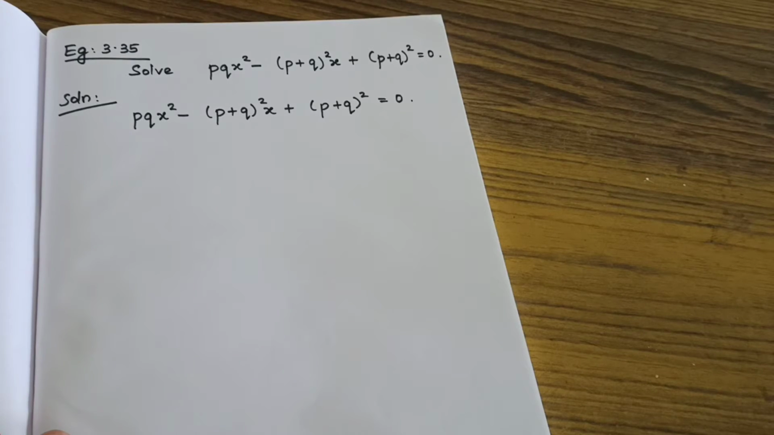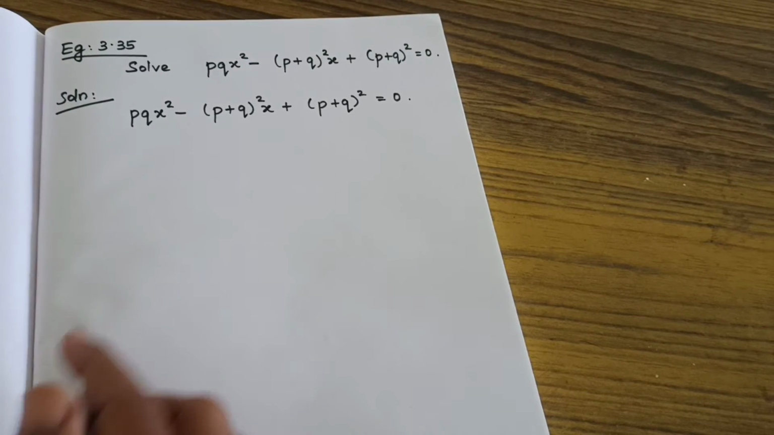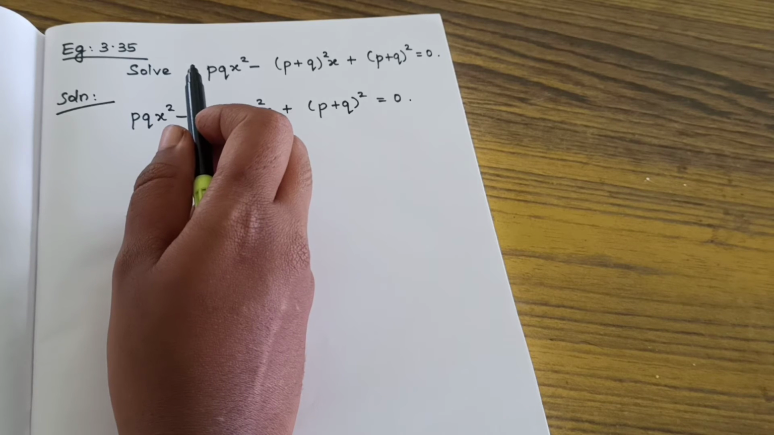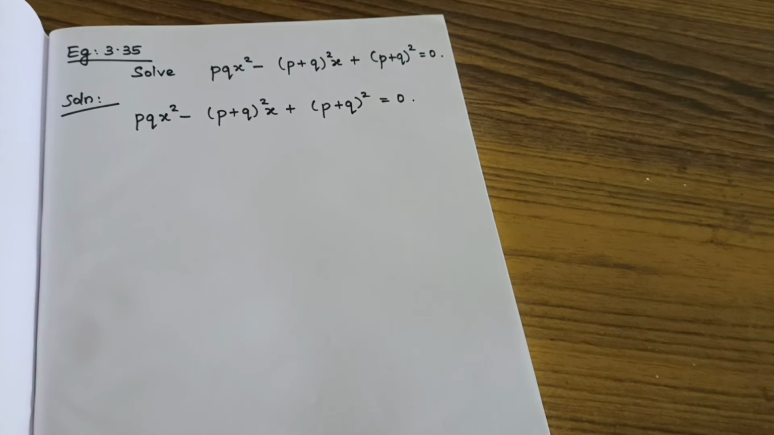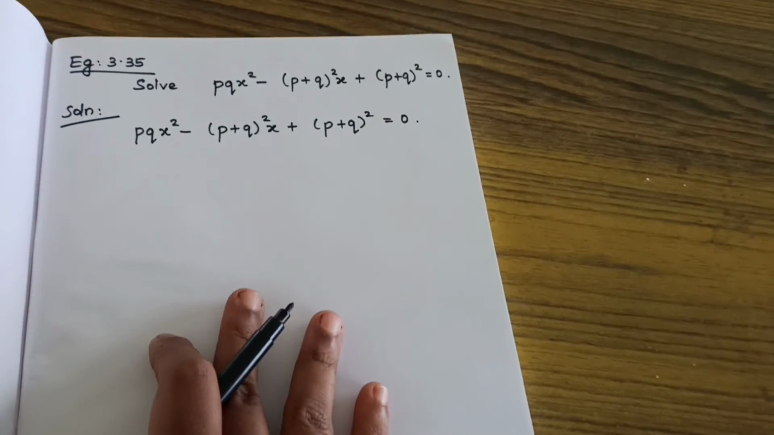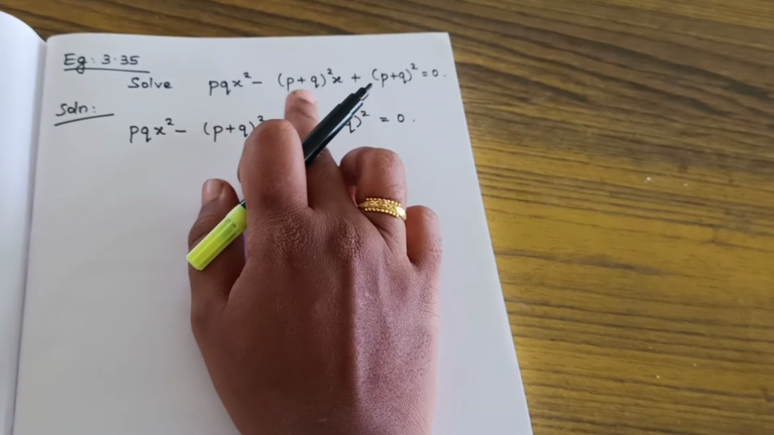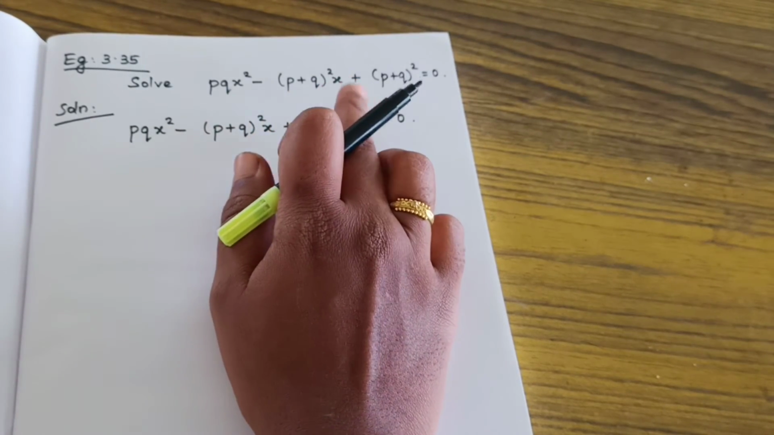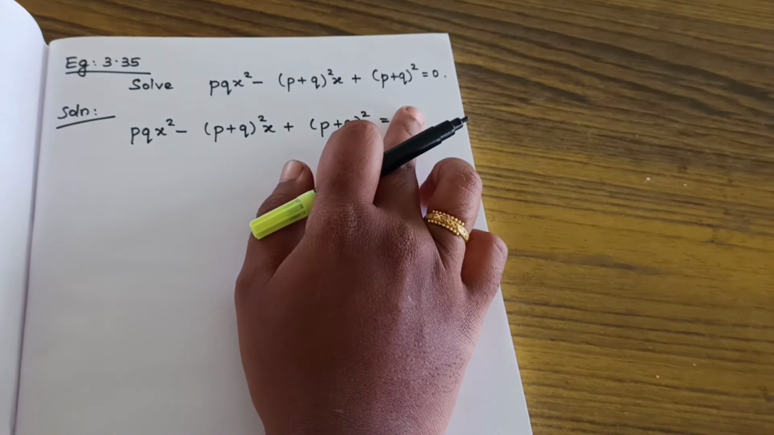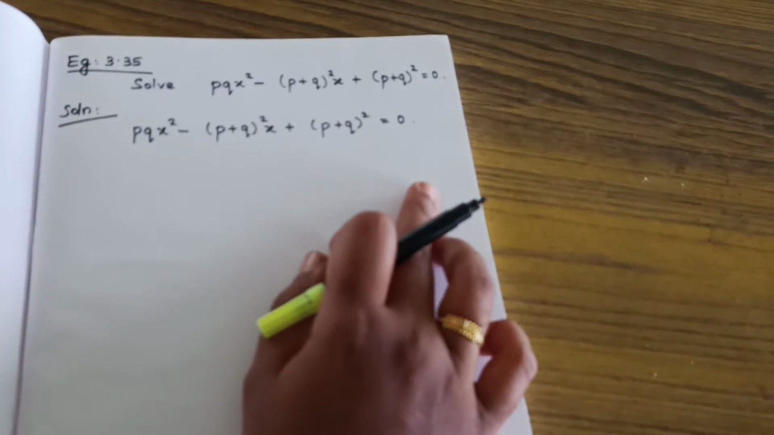Got it? Listen, dear students. Example 3.35. We completed all the problems in exercise 3.11, so only one example more. Shall we solve now? Solve pqx square minus p plus q the whole square into x plus p plus q the whole square equal to 0. It is already in standard form.